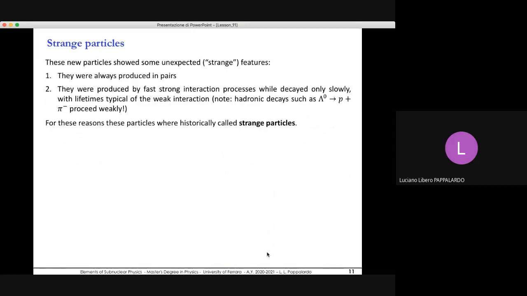So these new particles showed some unexpected, or if you like, strange features. First of all, they were always produced in pairs, and this was not understood at the time.